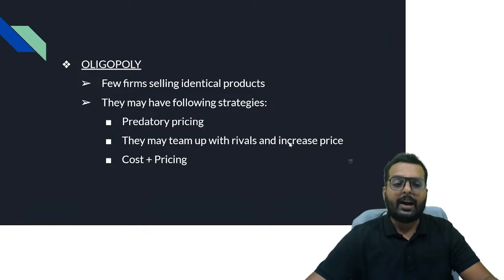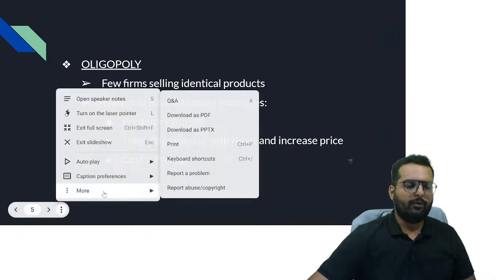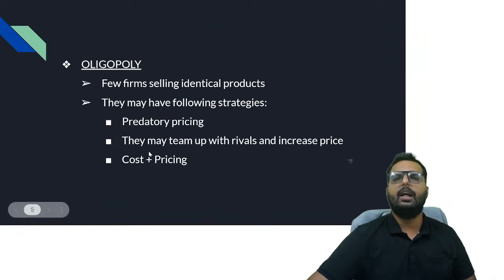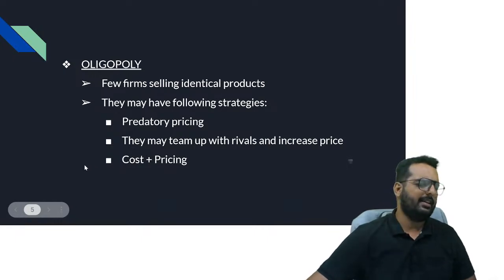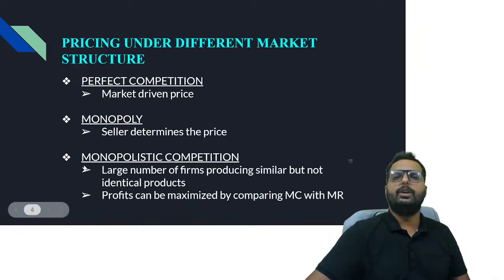They may team up with rivals and increase price. Who did this? Vodafone Idea. They teamed up together so that they can give their rivals some competition. Last one is called cost plus pricing. Some of them go with straight that. BSNL, for example, whatever is the cost plus this is my profit, and this is going to be my selling price. Can you read through it now?